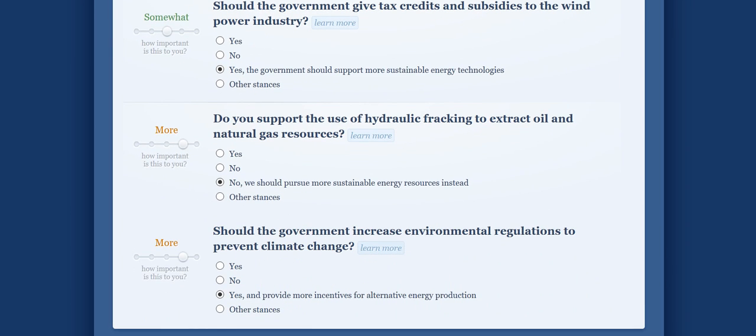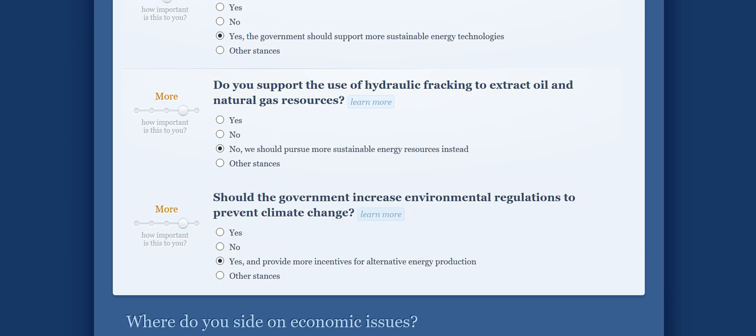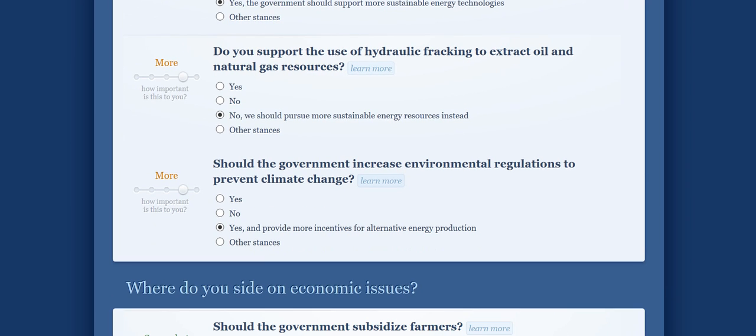Do you support the use of hydraulic fracking to extract oil and natural gas resources? No, we should pursue more sustainable energy resources instead. Of course, with fracking, you have the infamous problems of the water supplies being tainted as a result of it, basically poisonous and toxic. A lot of carcinogenic chemicals are in the fracking fluid. You have earthquakes that increase as a result of it. There's all these problems with it. So no, just move towards renewable, sustainable energy resources instead.